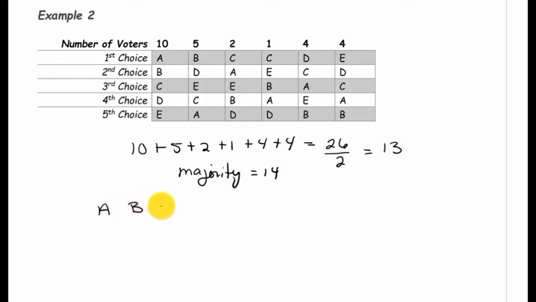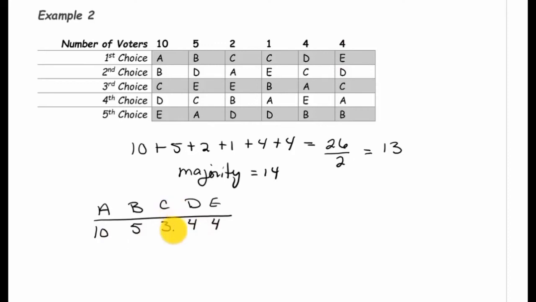We have candidates A, B, C, D, and E. And underneath them we'll write down how many first place votes they have. So candidate A here has 10 first place votes. Candidate B has 5 first place votes. Candidate C has 2 here and 1 here, so that's a total of 3 first place votes. Candidate D has 4 first place votes, and candidate E also has 4 first place votes. We need 14 first place votes to have a majority, so none of our candidates have majority yet.